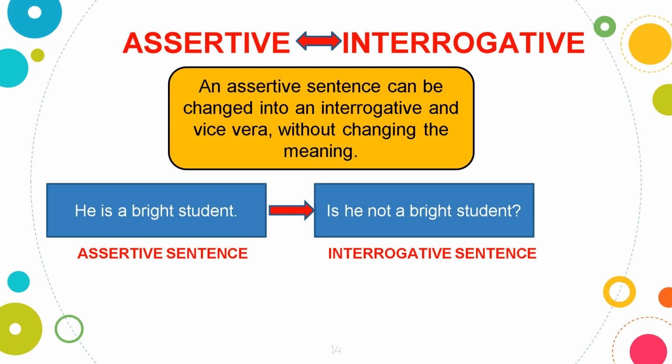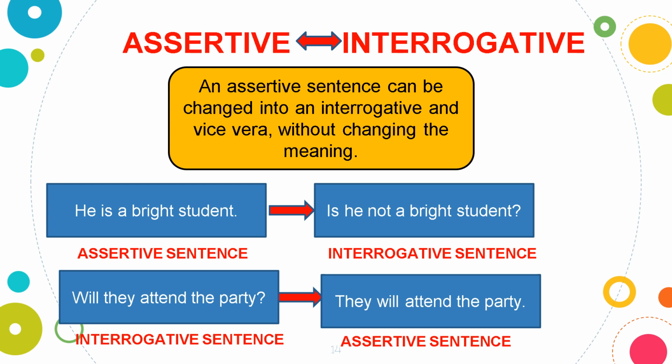Let us look at the examples now. For example, the first one. He is a bright student. Here, the sentence is an assertive sentence. Now, if we change into an interrogative sentence, which is a question, the sentence will change as, is he not a bright student? Along with a question mark.